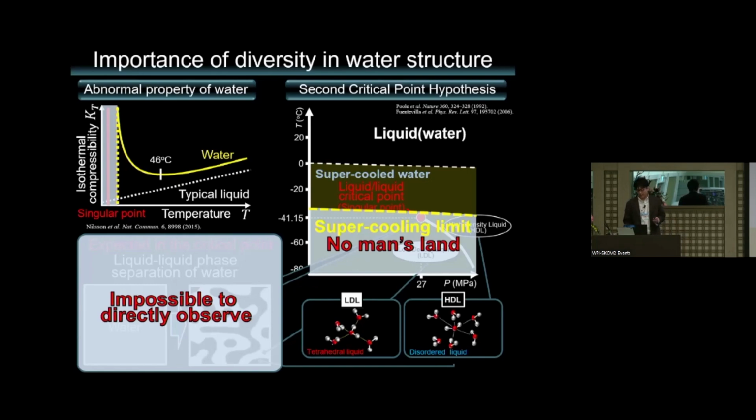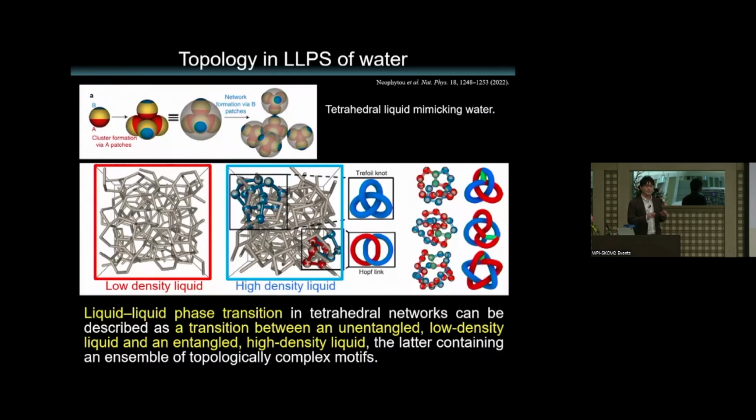Here, let me mention one piece of research, because this is a symposium on chirality, although this is a little bit out of the scope of my presentation. One researcher modeled a tetrahedral liquid mimicking water, and analyzed the liquid structure from the viewpoint of topology. They stated that the liquid-liquid phase separation of water can be described as a transition between the unentangled low-density liquid and the entangled high-density liquid. This may be interesting for you, so I mentioned this research.